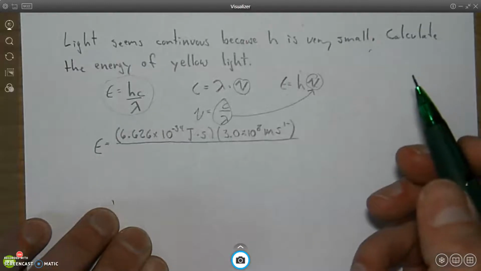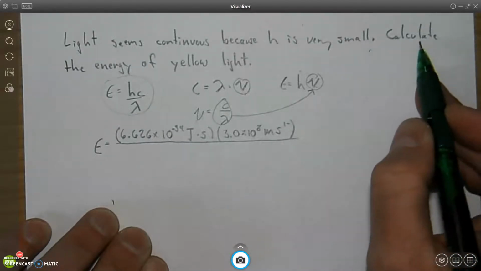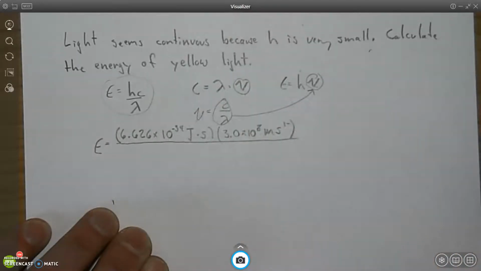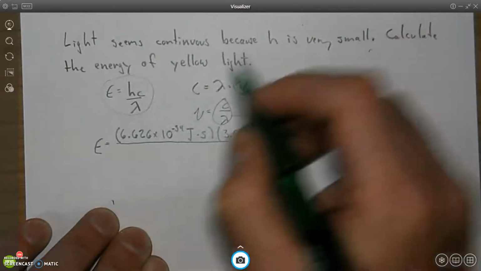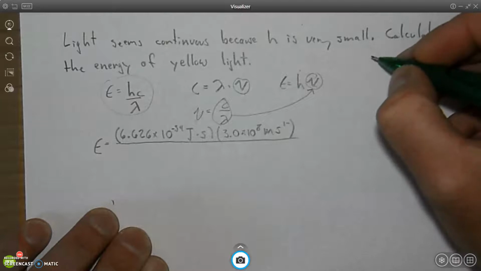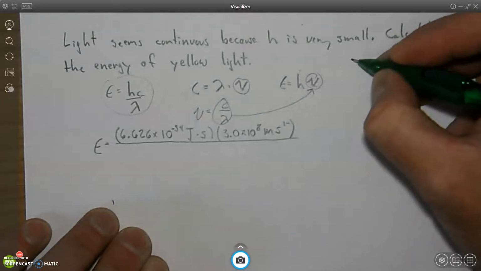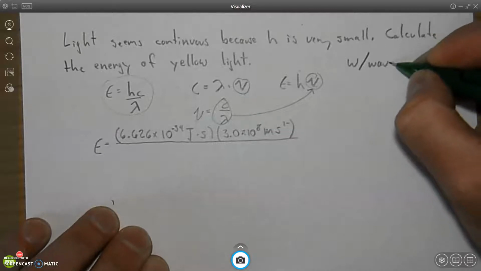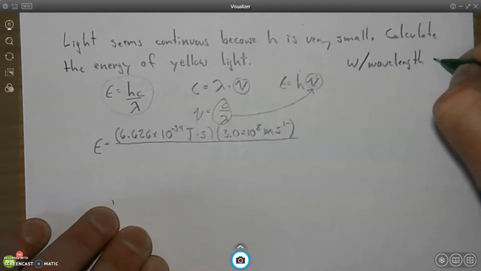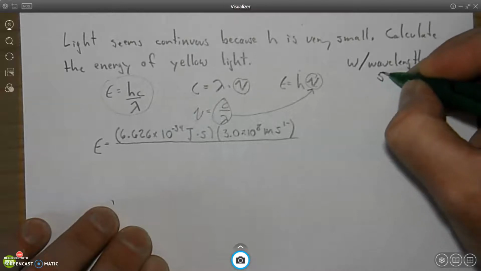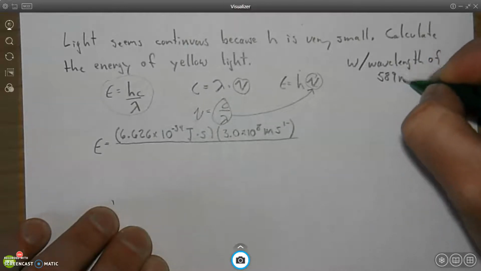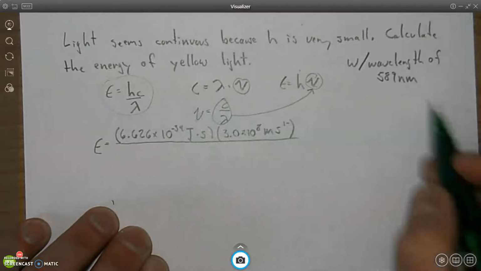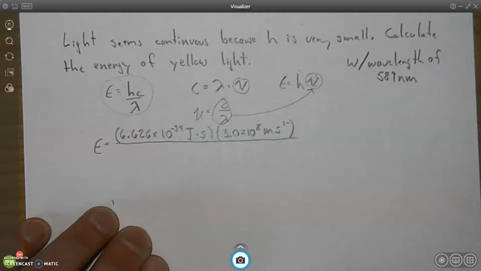And as far as what I'm looking at here, I need to calculate the energy of yellow light. And something I didn't put in here, calculate the wavelength. Well, the wavelength of yellow light, I can look up on some chart. The wavelength is going to be, for this particular example, specifically, and again, it can vary a little bit. It doesn't have to be exactly this, but we're going to pick this wavelength. So 589 nanometers is what we're going to choose for this problem.